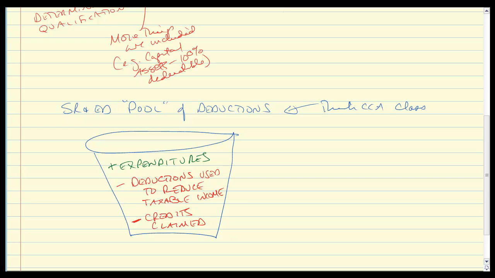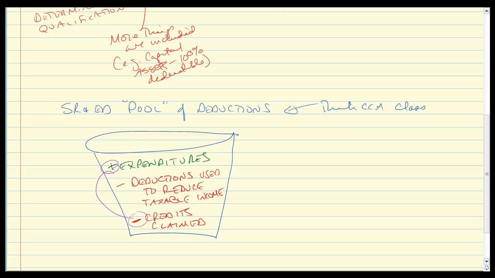And therefore, really, when you think about these things together, it makes perfect sense that this reduces the pool, because really the government has covered some of the expenditure. So it's really reducing what it cost you out of pocket to pay for whatever it is that you paid for that went into this pool.